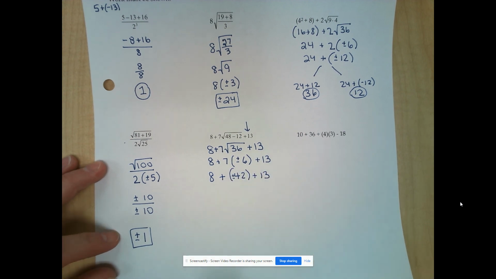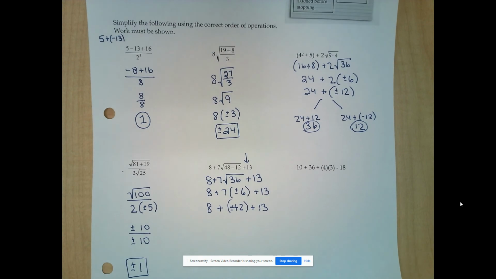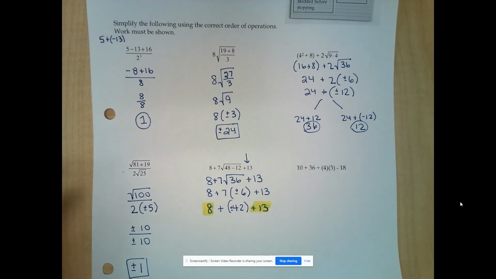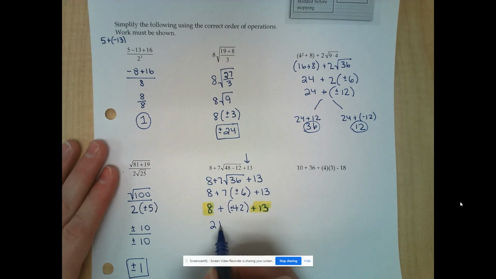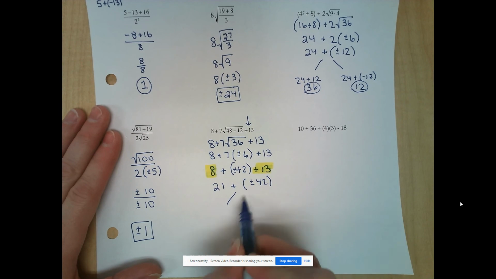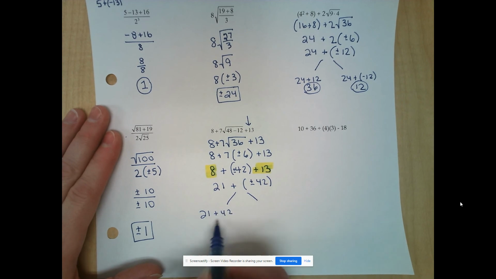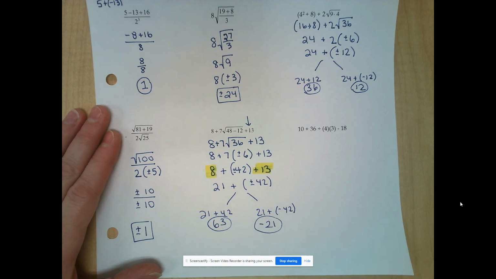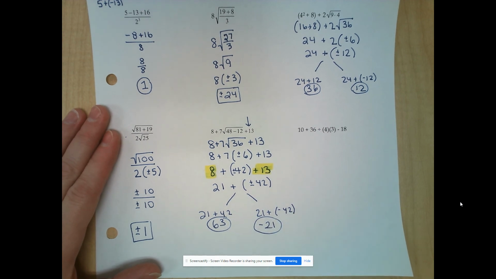And to make your life easier, I would combine the numbers that don't have the plus or minus before you do anything else. So I'm going to combine the 8 and the plus 13, and I'm going to get 21 plus a positive or negative 42. So when I go to do it, I can either do 21 plus 42, which is 63, or 21 plus a negative 42, which is negative 21. So two possible answers to that question because of the radical. Hopefully you're noticing a pattern that when it has a radical, there's usually two answers. It might be a plus or minus, or it might be two completely unique answers.